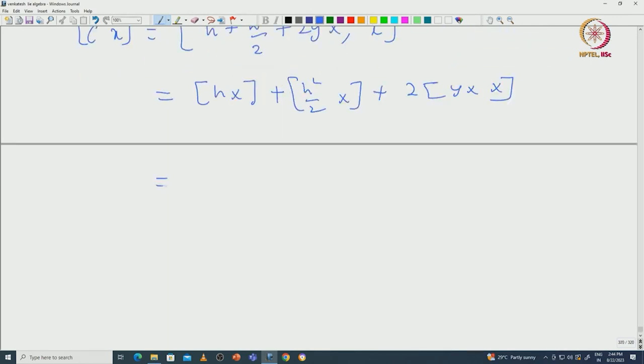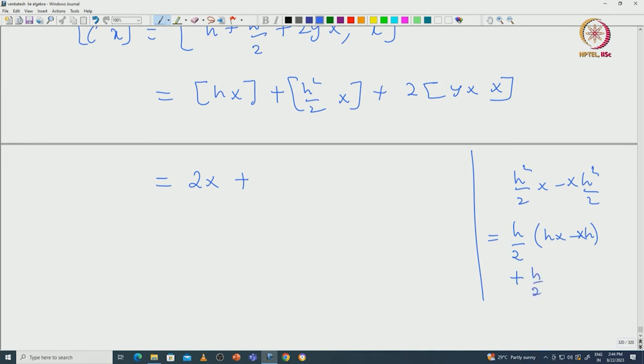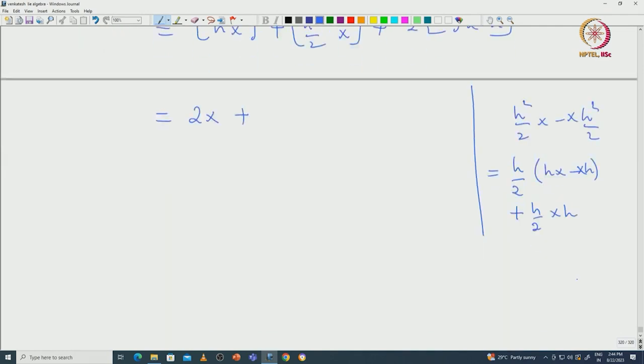So if you just compute, hx is going to give us 2x, and what about h square by 2 x? So again, if you do the computation, so let's do it here. H square by 2 x minus x h square by 2. So now you can keep h by 2 here. So then it is going to be hx. So you add and subtract xy. Okay. So then here also you can add and subtract. So you keep hx, hx minus hx, h by 2.